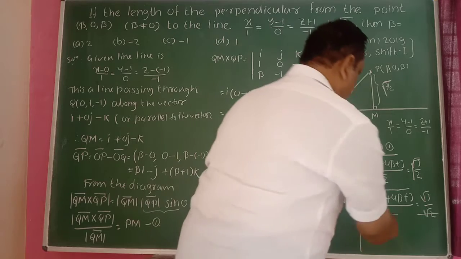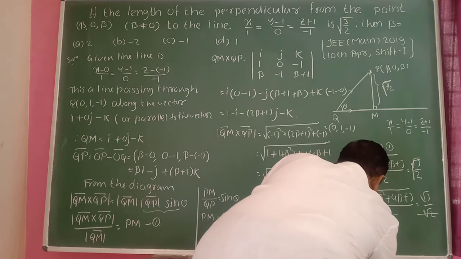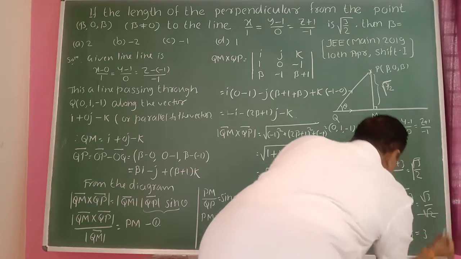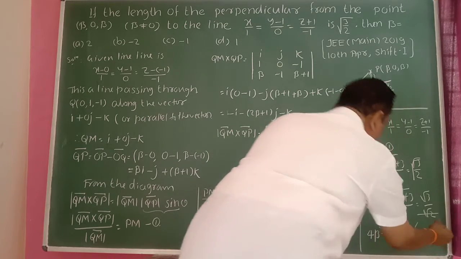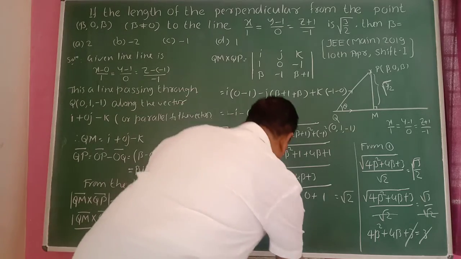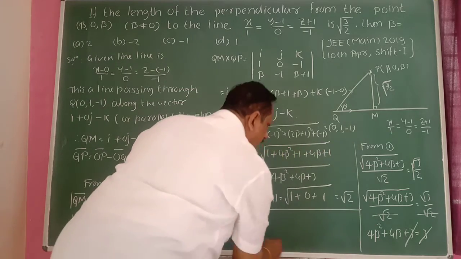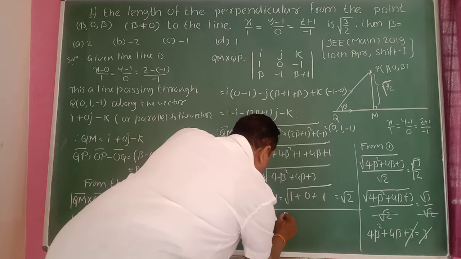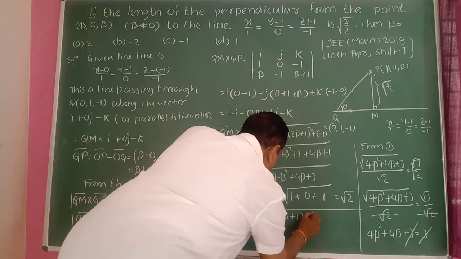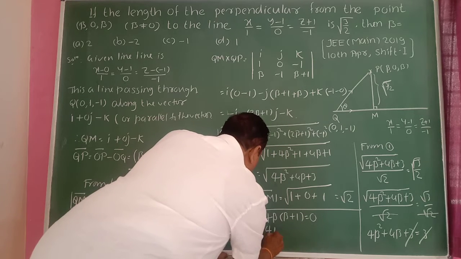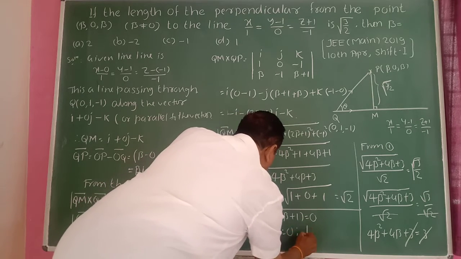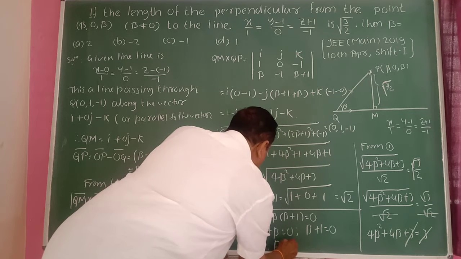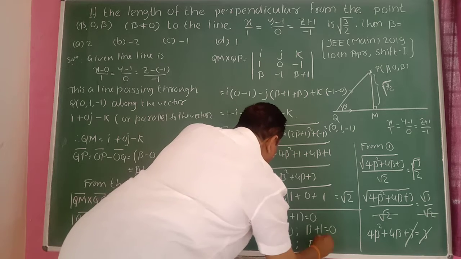Squaring on both sides, it gives 4 beta square plus 4 beta plus 3 is equal to 3. This 3 and this 3 cancel here. Then 4 beta is a common factor, so 4 beta times beta plus 1 is equal to 0. Hence 4 beta is equal to 0 or beta plus 1 equal to 0. Hence beta is equal to 0 or beta is equal to minus 1.